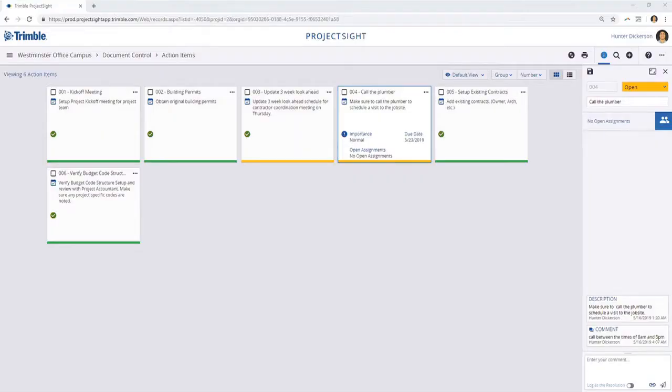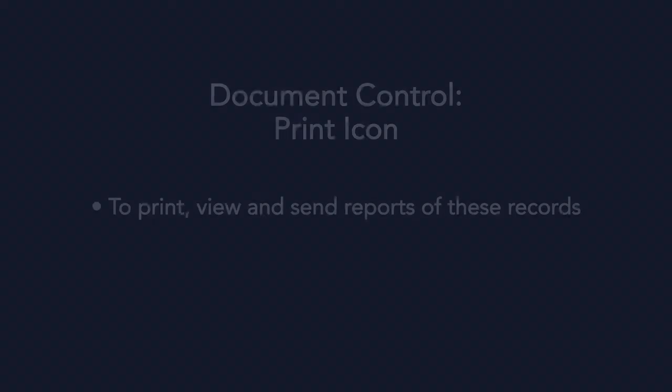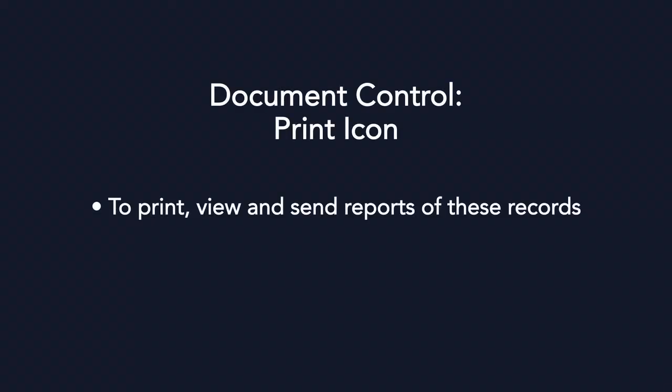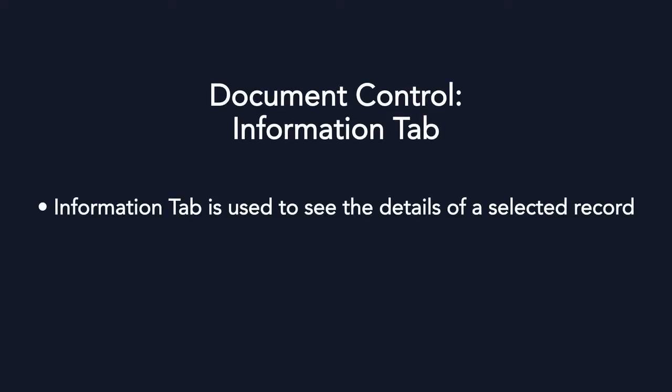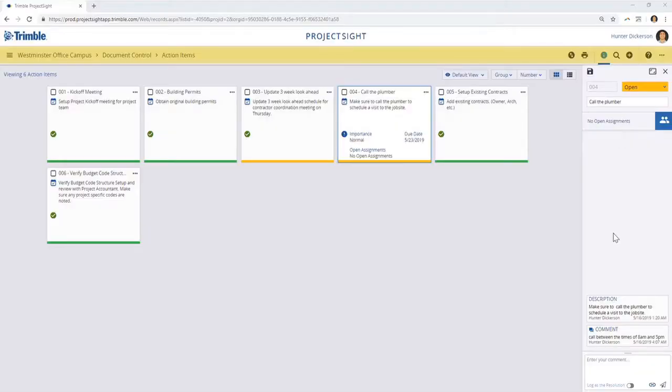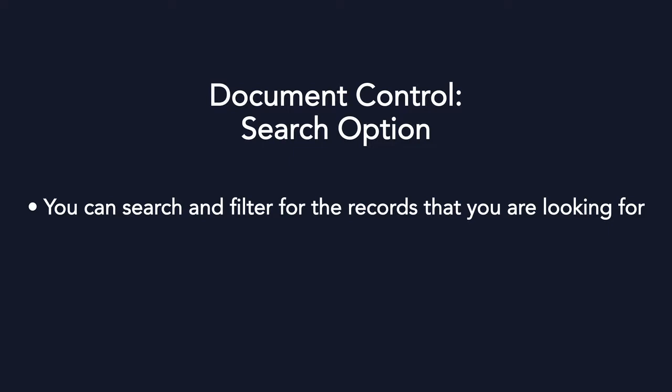Now, before we create a sample action item, I do want to point out the icons along the top. So first we have our import-export option here. You can use our Excel template to import multiple records at once. Use the print icon to print, view, and send reports of these records. The information tab here is used to see the details of a selected record. Using the search option, you can search and filter for the records that you're looking for.